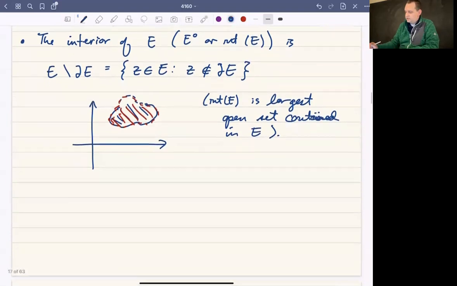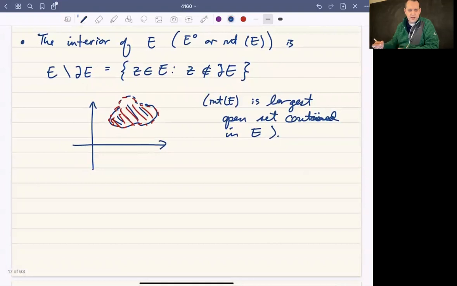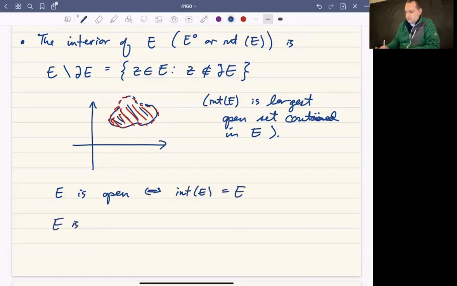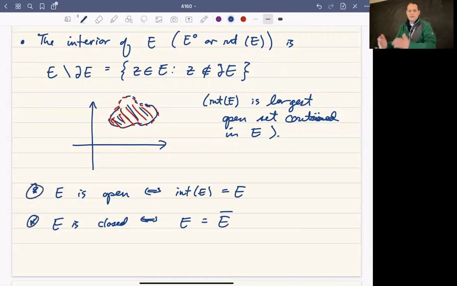Okay, and so a few common straightforward observations. Notice that E is open if and only if the interior of E is just E itself, and E is closed if and only if E is equal to its own closure. Okay, so just two quick observations there, but that's basically everything I wanted to say about open sets and closed sets.